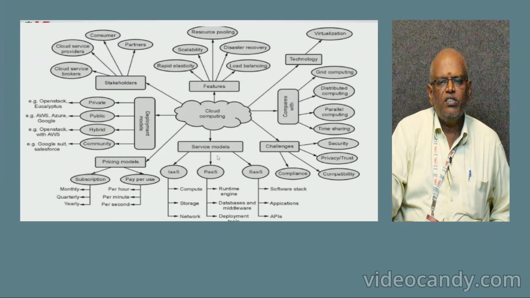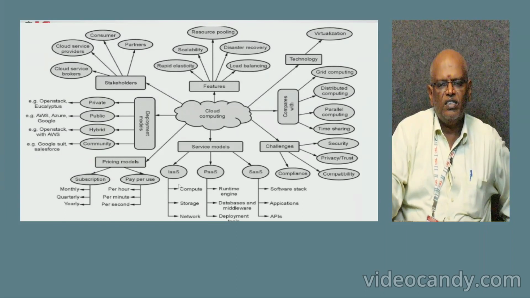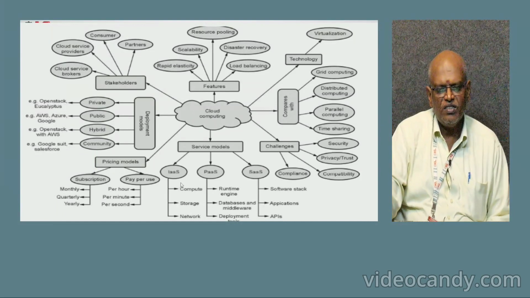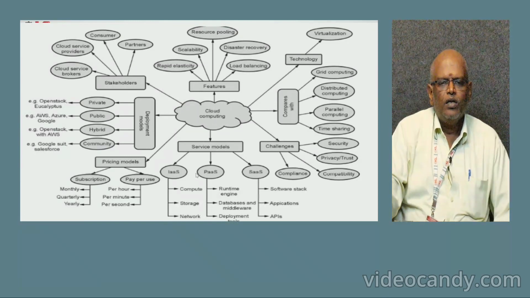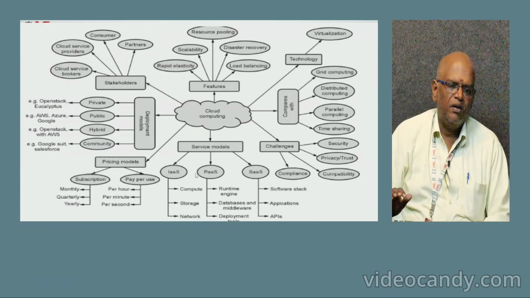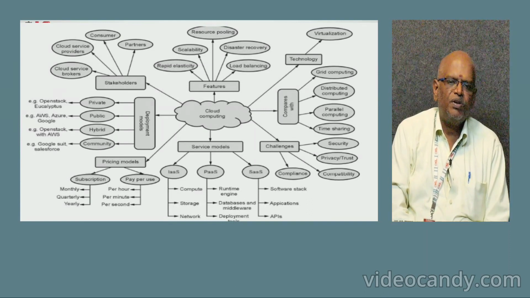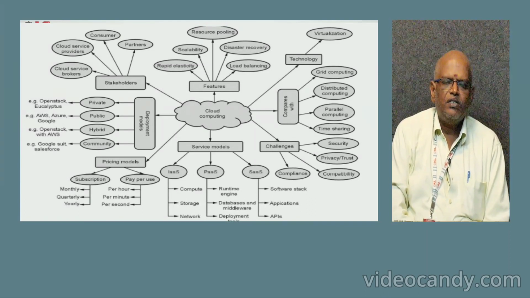The next one is the service models. They consist of infrastructure as a service, platform as a service and software as a service. Infrastructure as a service consists of compute, storage and network. Platform as a service consists of runtime engine, database and middleware. And software as a service consists of software stack, application and application program interfaces. So we can choose whichever service model we need to perform the computing operation, and based on that we can do different operations.